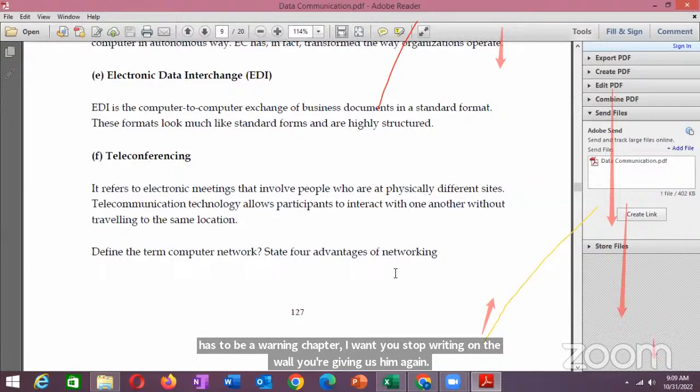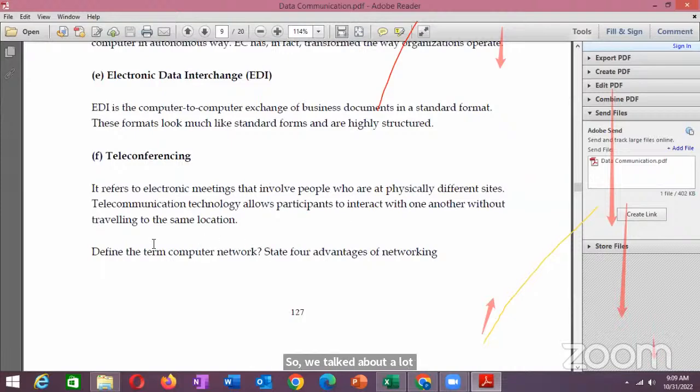So, we're talking about teleconference. I'll just recap this, that it refers to the electronic meetings that involve people who are physically at different sites. Like right now, you are in different sites, but we are able to meet. There are those who are four in one. There are those who are in two of them.